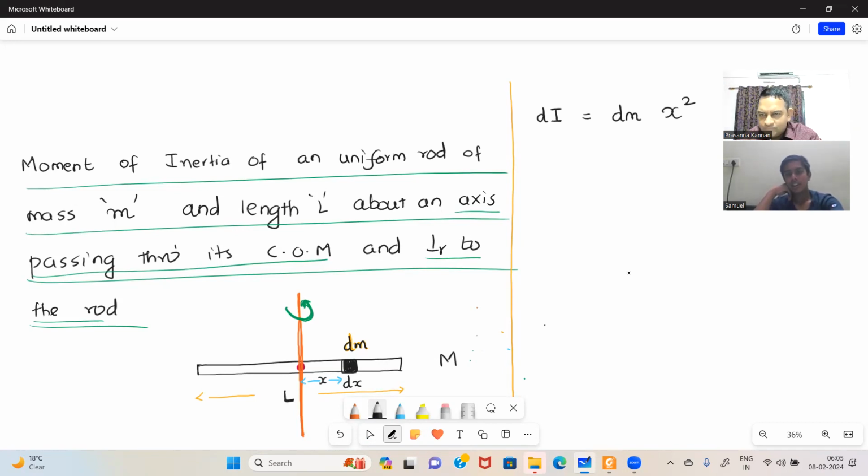A quarter of it, how much? 50 by 4. Total is 100 rupees. Half of it is 50 rupees. Half of that is what? A quarter, 25. Correct?